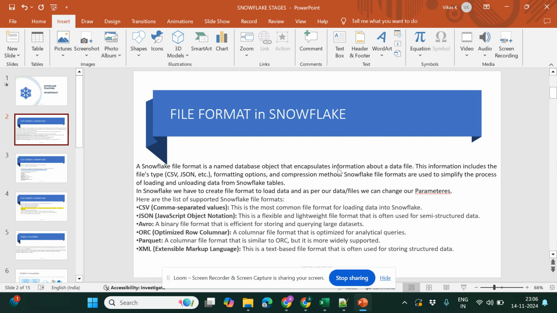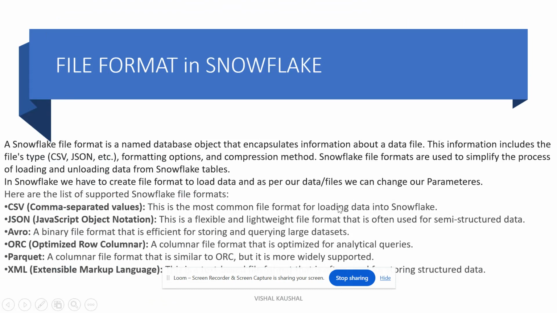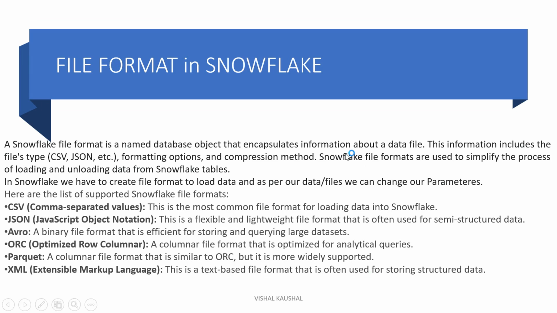What if I'm getting a CSV file? Then I need to inform Snowflake that, hey, I'm going to get a CSV file. This is going to have some headers, and this is my record delimiter. This is my field delimiter. If I'm not going to do it, then Snowflake is going to assume some default values, and what would be the result? Either you are going to get an error or you will be inserting some bad records.